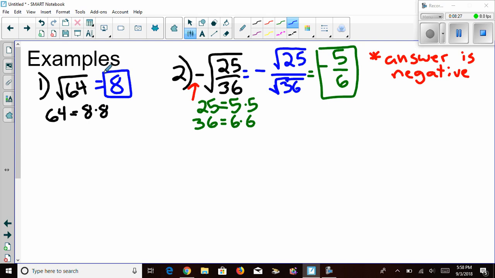It's not a lot of work, but sometimes determining those square roots is going to be the only challenge you have, and it's going to be as simple as committing your math facts to memory.